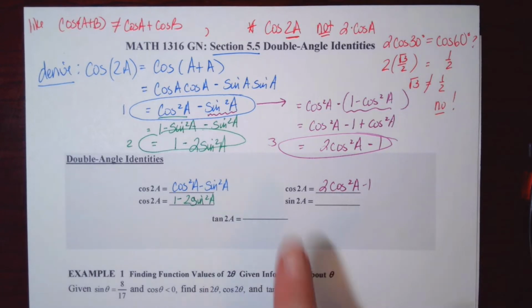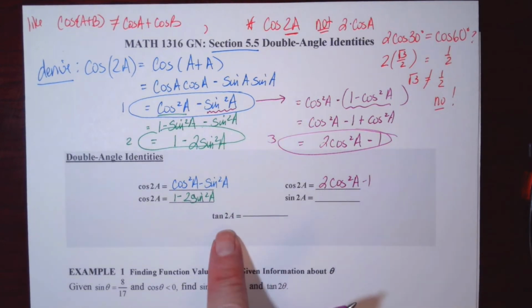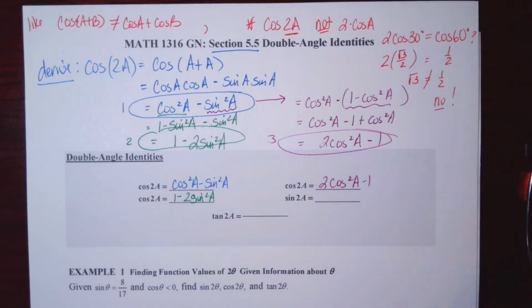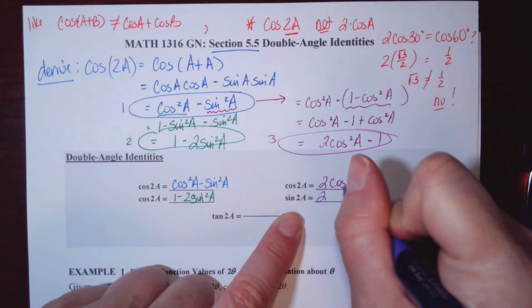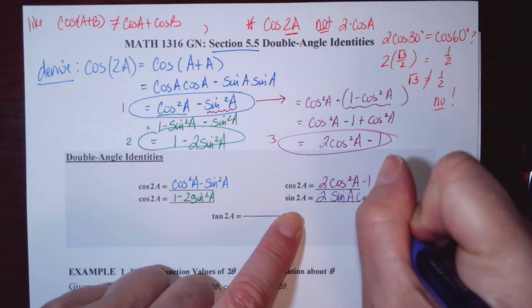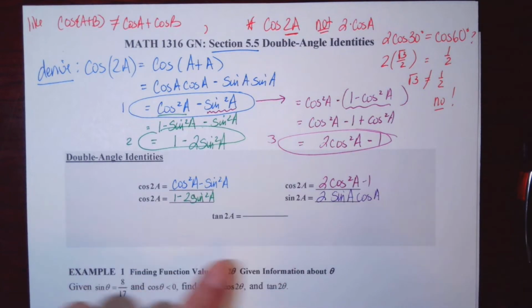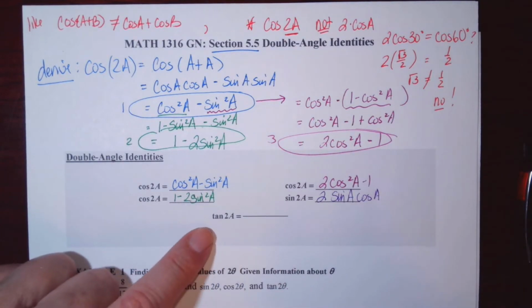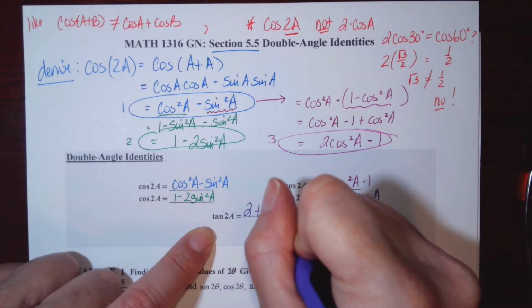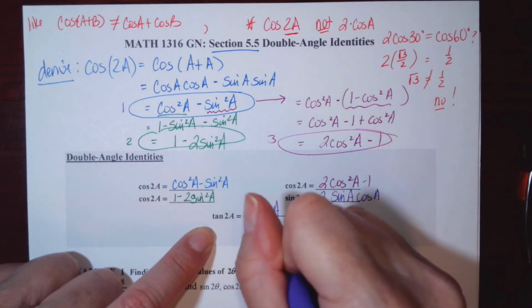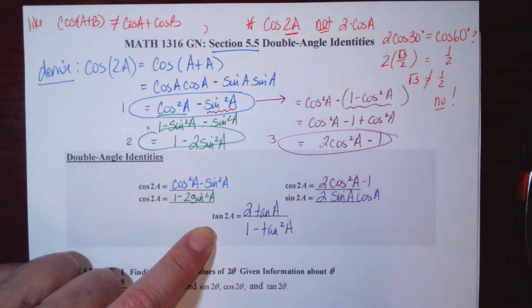Now there's only one option for sine double angle and only one option for tangent double angle, and we are not going to take the time to derive those two. I'm just going to give them to you. Sine double angle is 2 sine a cosine a, and tangent double angle is going to be a quotient, just like my tangent sum and difference identities: 2 tangent a over 1 minus tangent squared a.